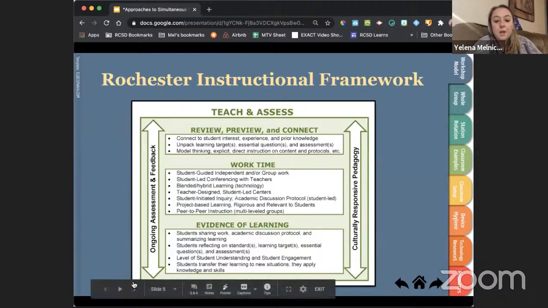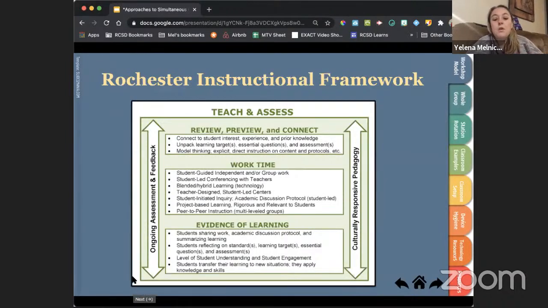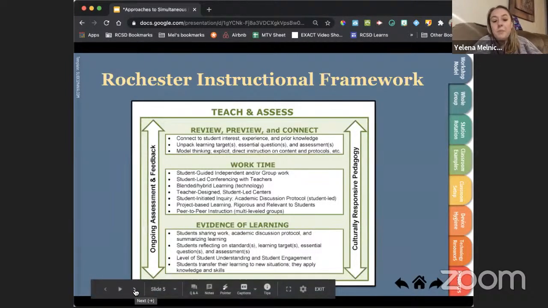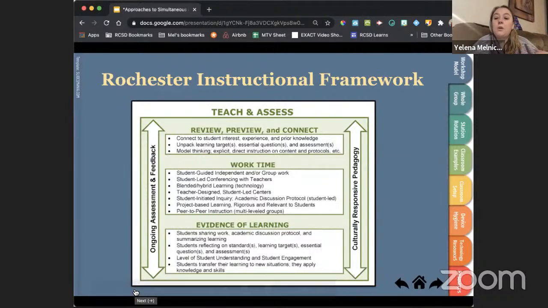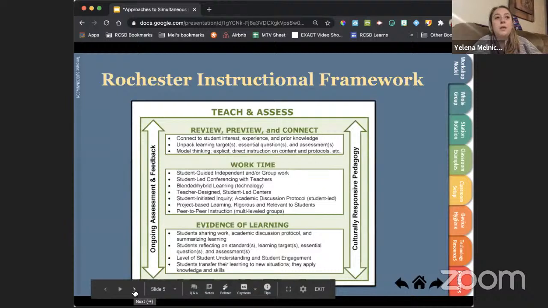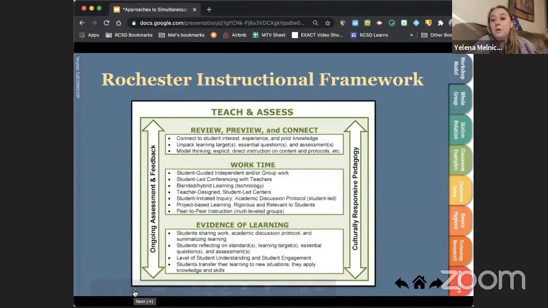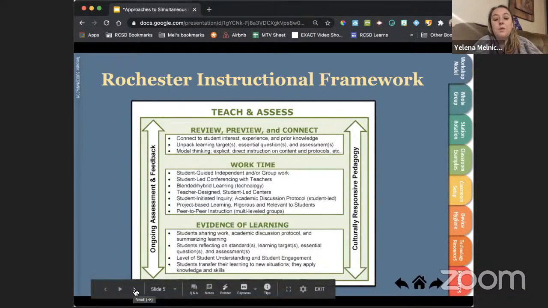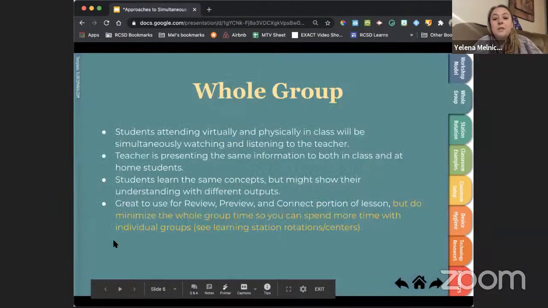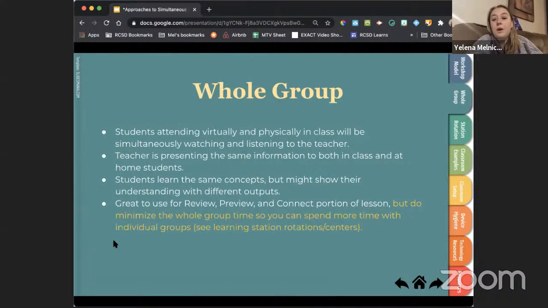So we want to encourage you to continue using the Rochester Instructional Framework for the design of your instruction. And again, you will be guided into more of that and what that could look like specifically for your content area, or K-6 and different content areas, on the 20th and the 27th, when you actually meet with the directors and they talk specifically about the content. But today what we want to do is talk about some of the structures that could be thought about and put in place in your classroom when you are working through the simultaneous instruction.